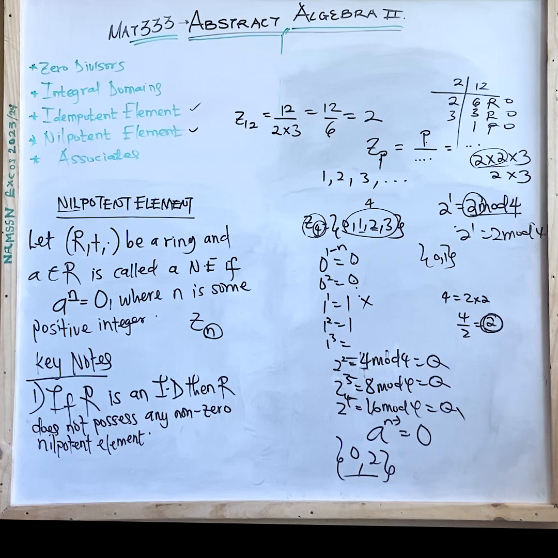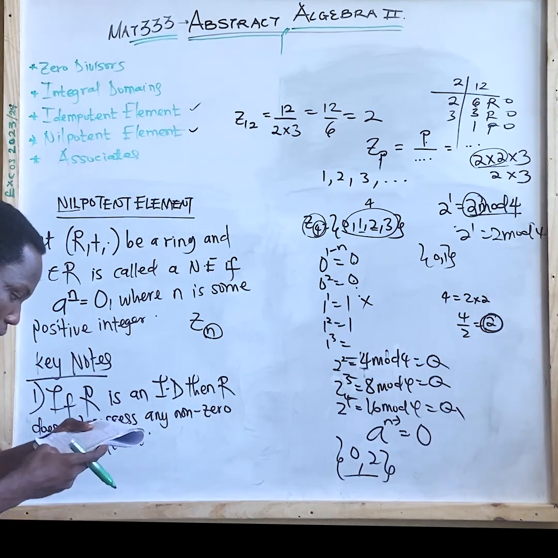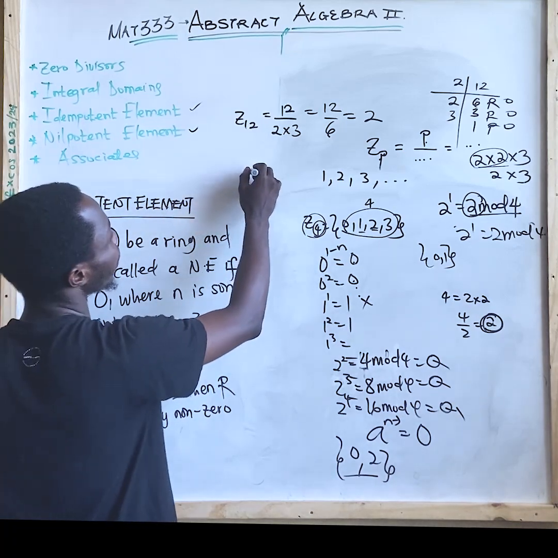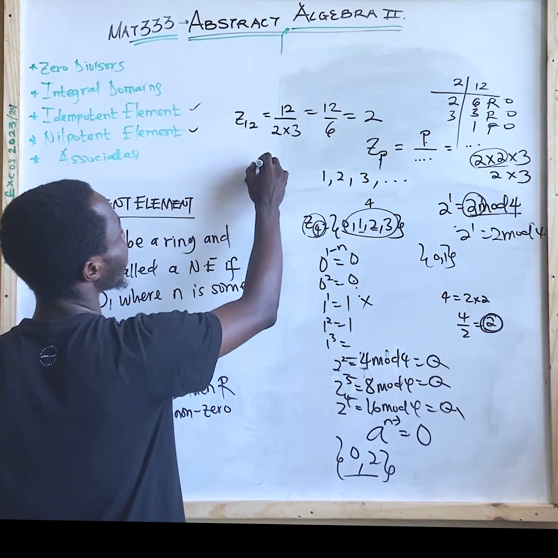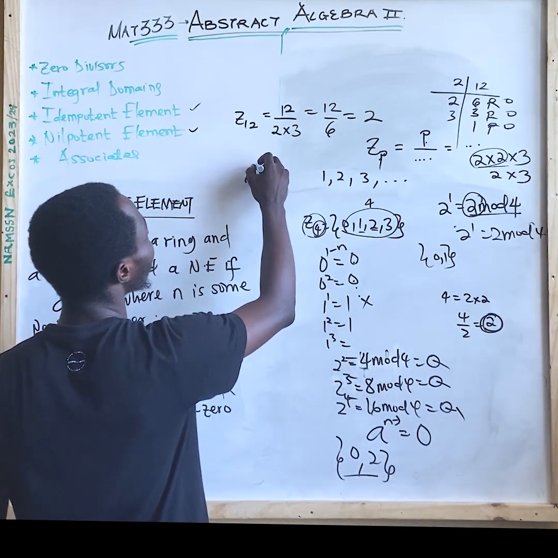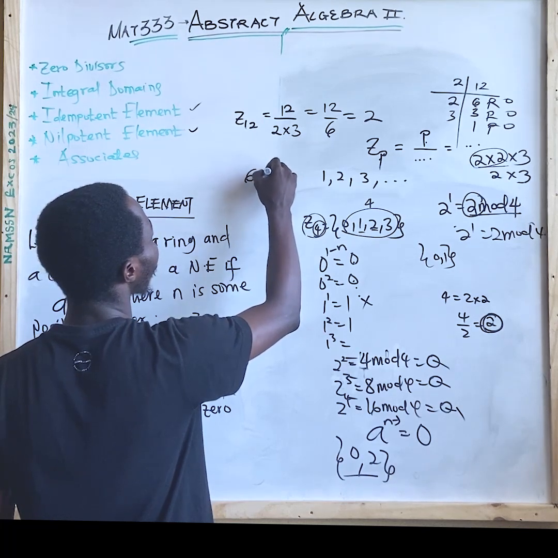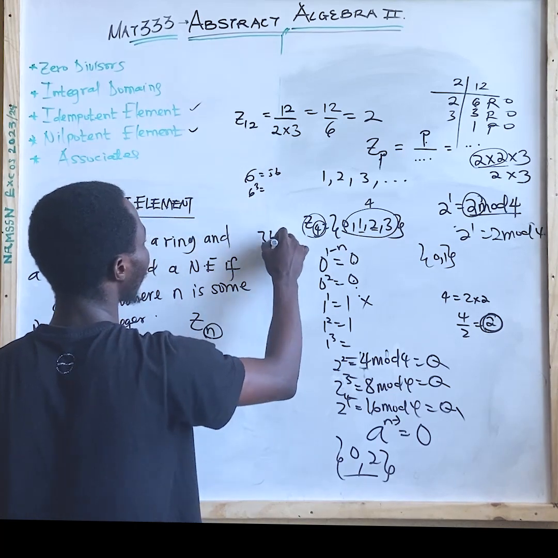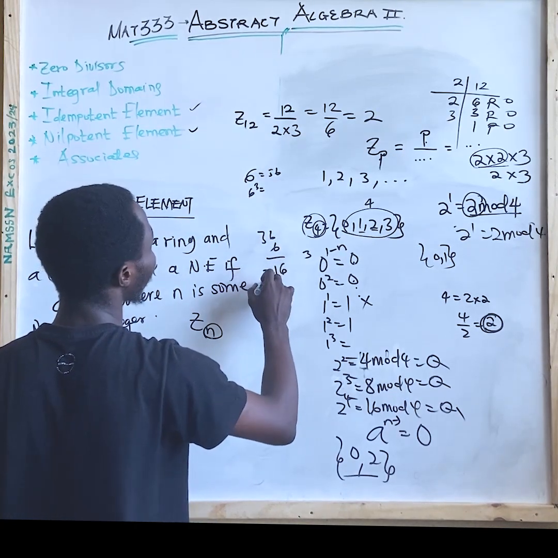So this solves the nilpotent element. You can try Z12. What are the nilpotent elements in Z12? That's from 0 to 11. 0 will definitely be one. 1, no. 2, no. 3, 4, 5. Let's just try 6. 6 raised to the power 2 is 36. 6 raised to the power 3 is 36 times 6. And 12 divides this.